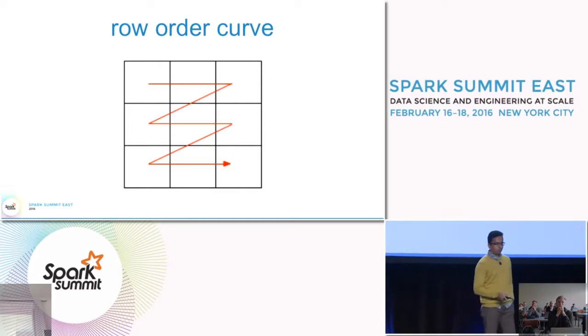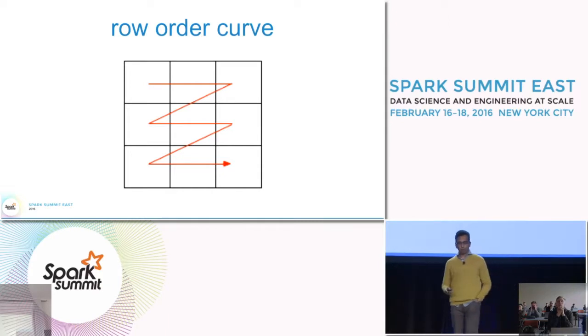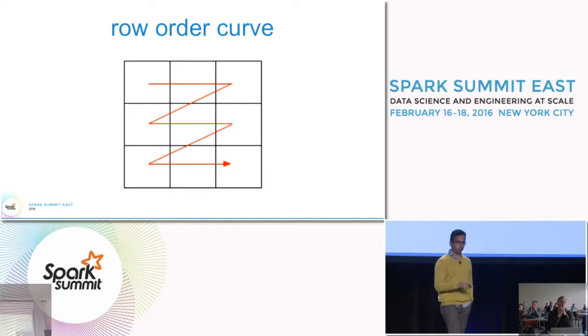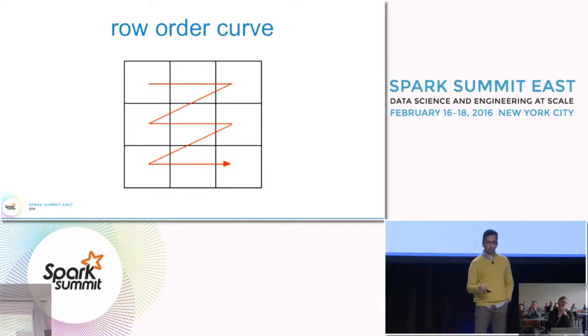So the first way you could have done this is break up your space, in this case a small square, into a few pixels, and then just do a row order curve, right? So in this case, I can start numbering from 0 and say 0, 1, 2, 3, 4, 5, 6, 7, 8. The square on the top left will be 0, the square on the bottom right will be 8.